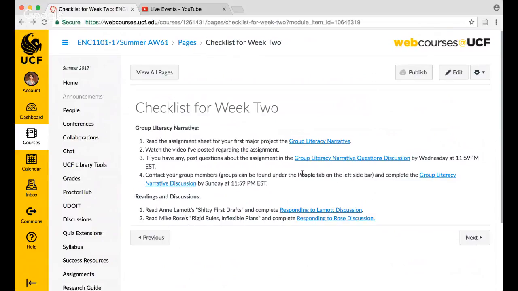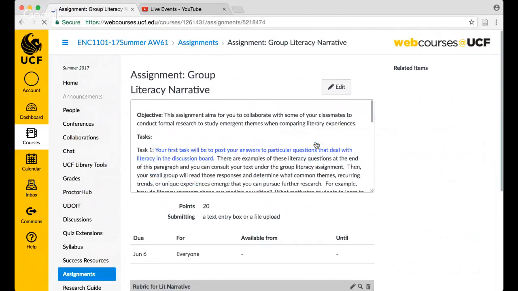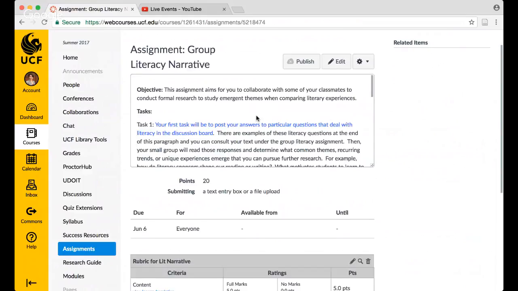So let's go back. Hopefully all of this is pretty clear. This is typically what your work is going to be for the week: some reading and writing individually, and then some work on whatever your major project is at the time. So let's go ahead and look at this group literacy narrative real quick so you can get an idea of what this is asking of you.